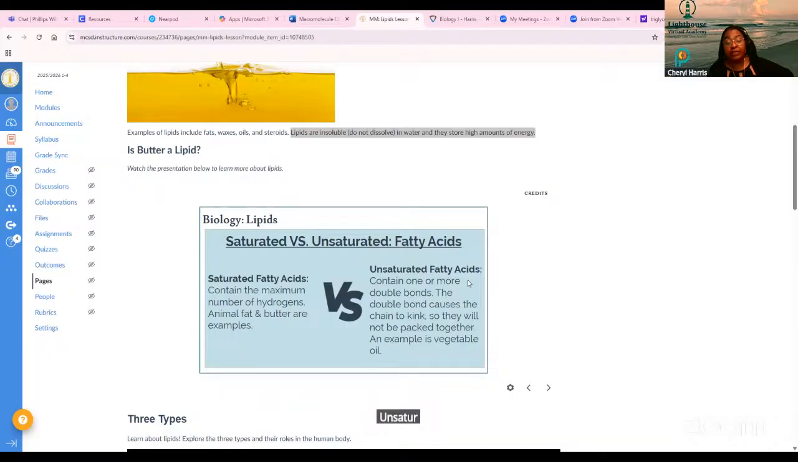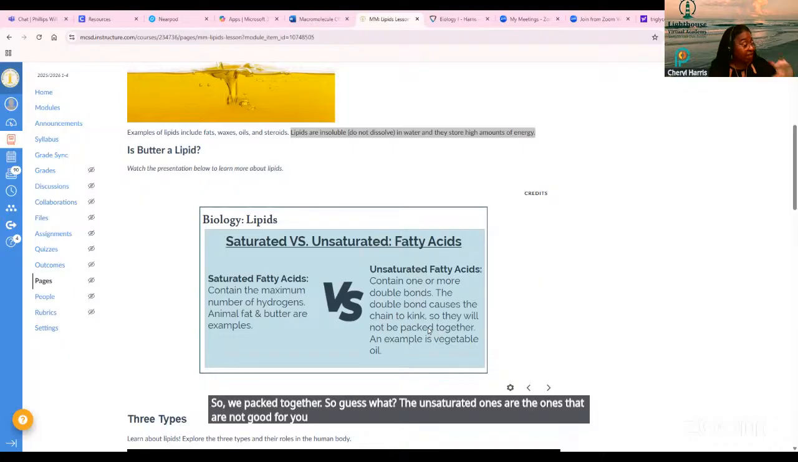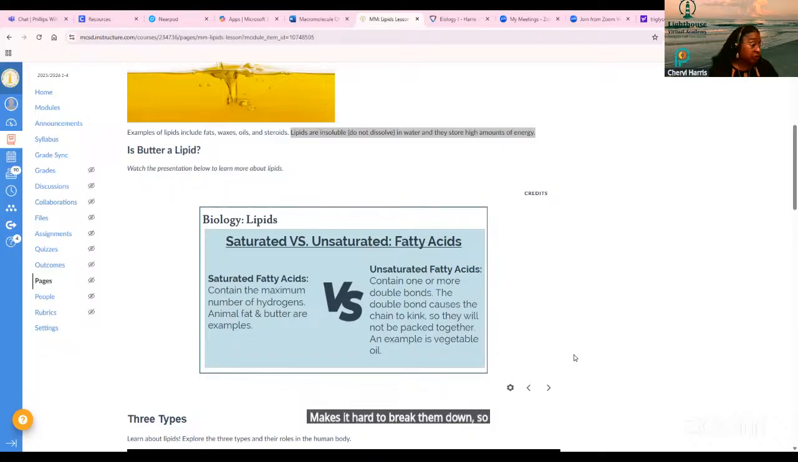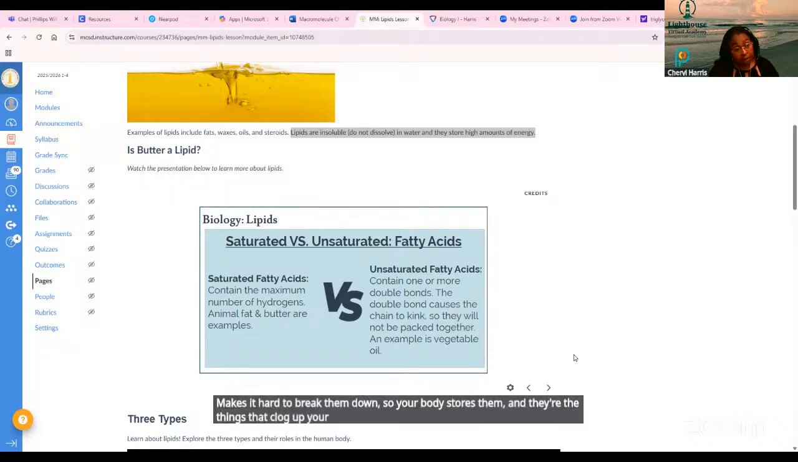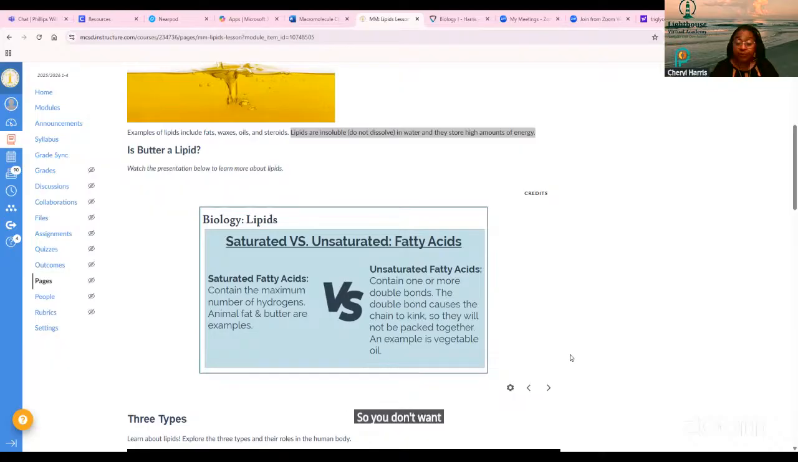Unsaturated fatty acids contain more double bonds, and the double bond causes a chain to kink, meaning it folds on itself. So we pack together. So guess what? The kinked ones are the ones that are not good for you, because that kinking effect makes it hard to break them down. So your body stores them. And they're the things that clog up your arteries. So you don't want those. Okay, so this is something that you can just put as a note down at the bottom or on the back or something like that, but you don't have to have it in your chart.